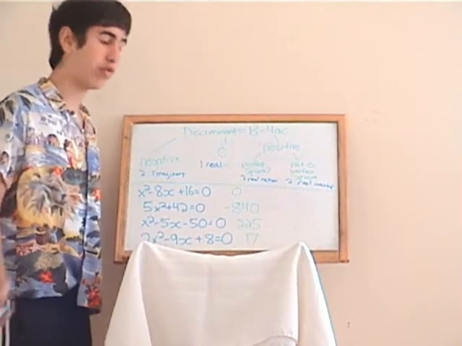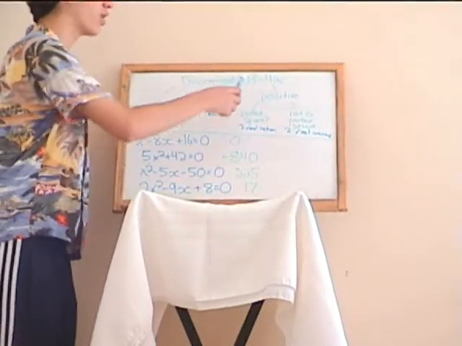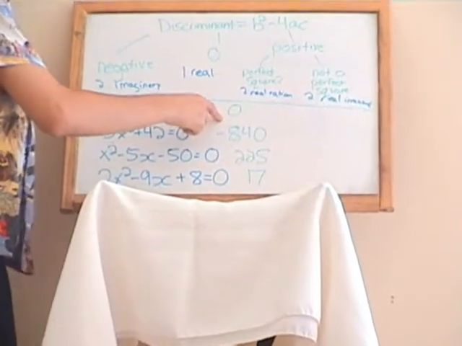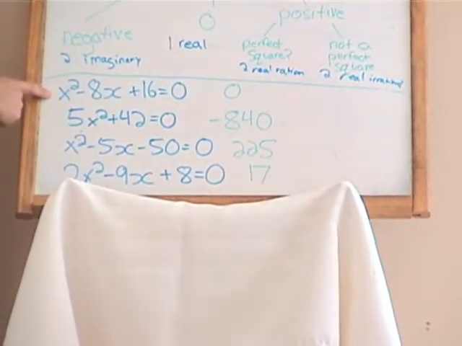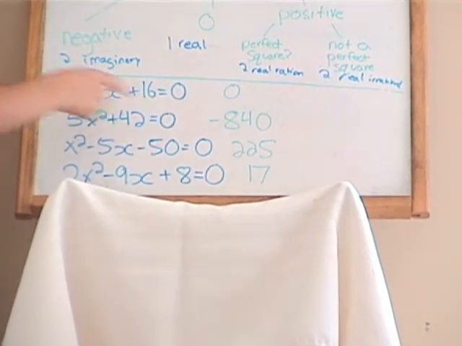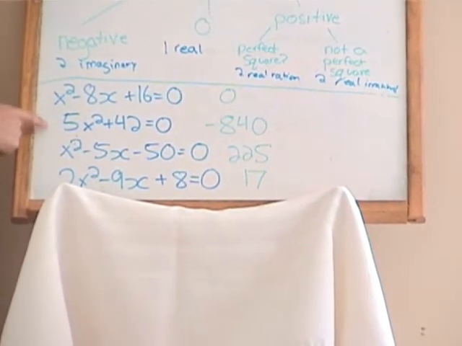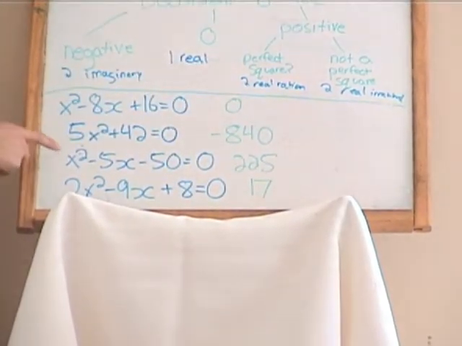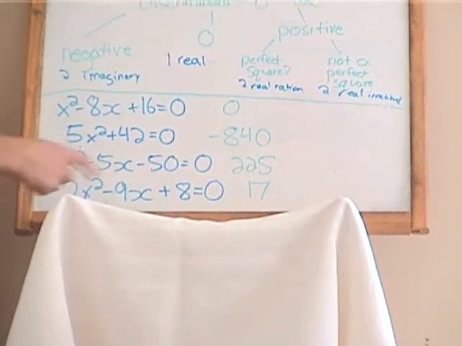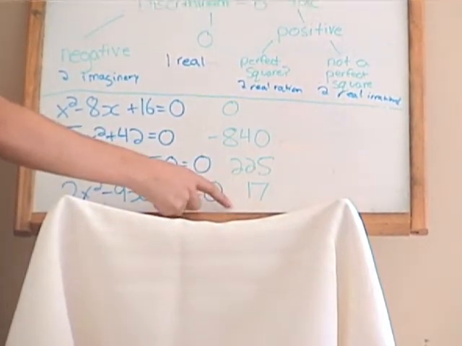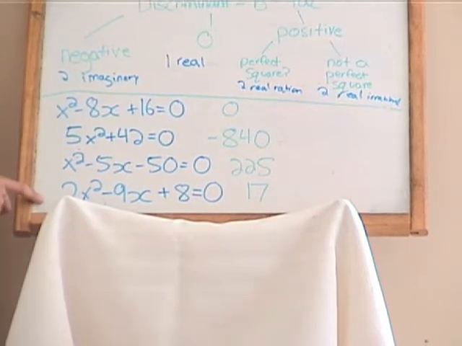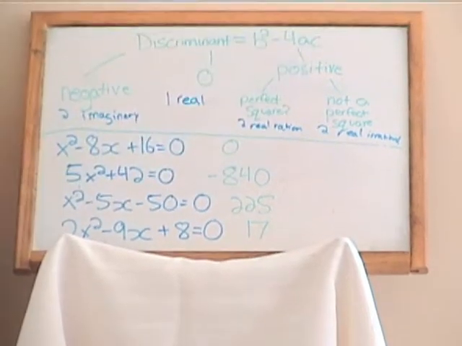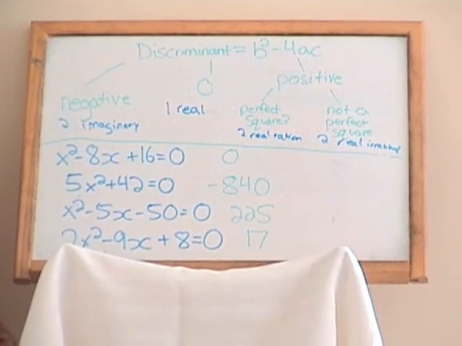Welcome back. Hopefully, these were the answers you got when you solved for b squared minus 4ac. Because this is 0, there will be 1 real root for this equation. Because this is negative, there will be 2 imaginary roots for this equation. Because this is a positive number and it is a perfect square, there will be 2 real rational roots. And because this is positive but it is not a perfect square, there will be 2 real irrational roots for this equation. When solving for b squared minus 4ac, you just use the quadratic formula.